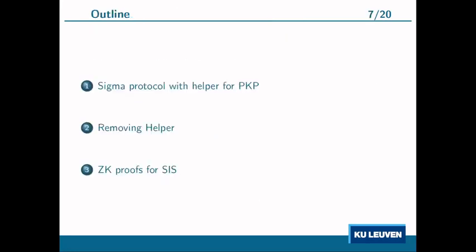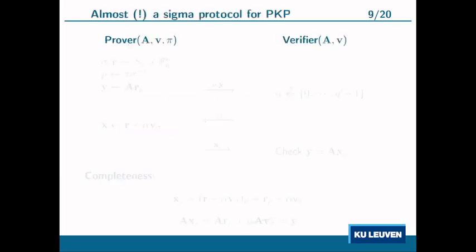So far, I've given a broad overview of the paper. For the remainder of this video, I'll talk about 3 more things. First, I'll explain the Sigma protocol with helper for the permuted kernel problem. Then, I'll show how we can remove the helper from the protocol to get a normal Sigma protocol again. And then finally, I'll say something about how we can use this work to improve the zero-knowledge proofs for the SIS problem. So first, the Sigma protocol with helper for the permuted kernel problem.